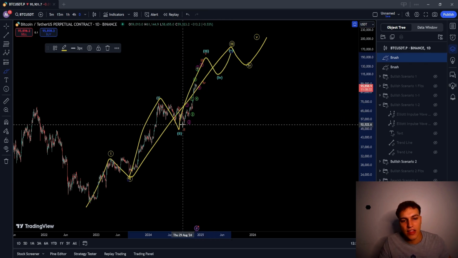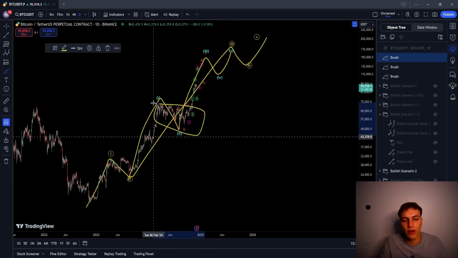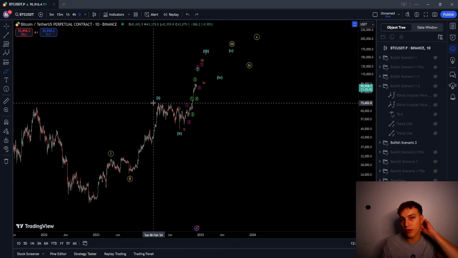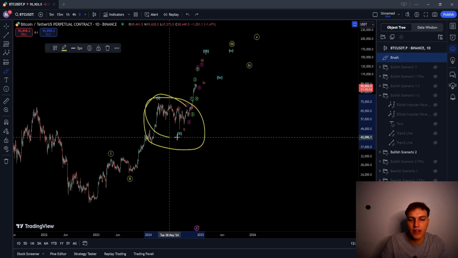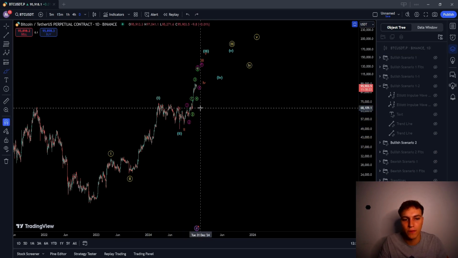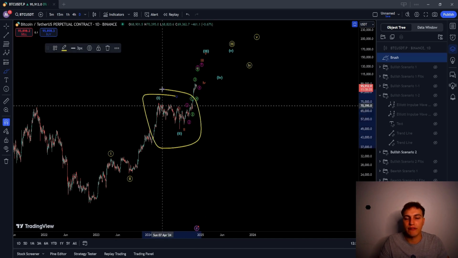So this would mean this correction over here was a wave 2. The only reason I've thought about this is because over here in this area, the wave 4 or wave 2, everyone was very, very bearish.